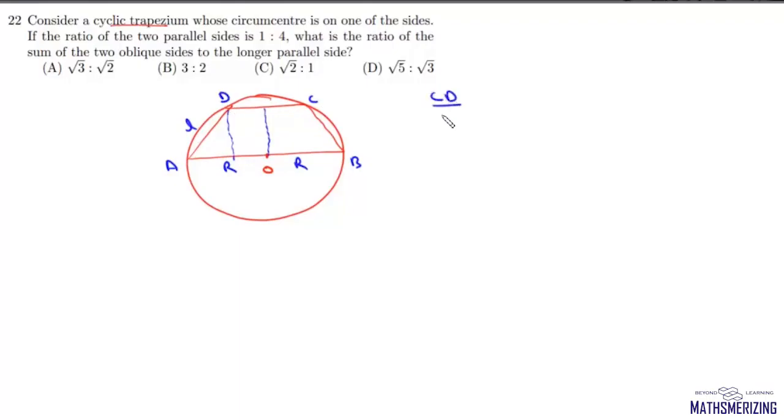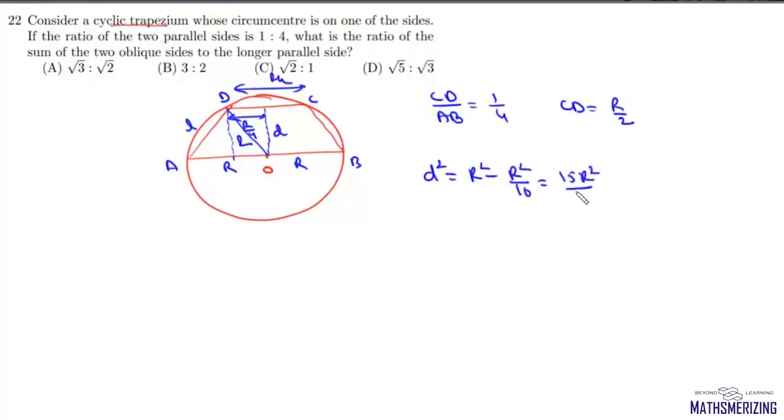Now ratio of CD upon AB is given as 1:4. Now AB is 2r, so we can write CD as r by 2. So this length will be r by 2, and this length will be simply r by 4. And this is radius r. Then we can find this distance d. So this d square will be r square minus r square by 16. So it will be 15 r square by 16. Now with this d, and we know that this distance will be r minus r by 4. So it will be 3r by 4.